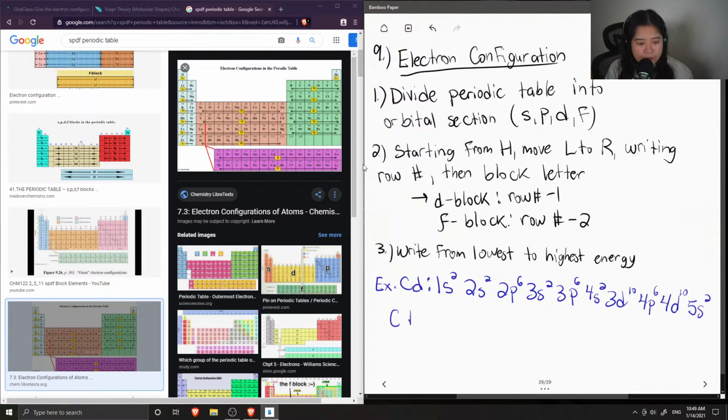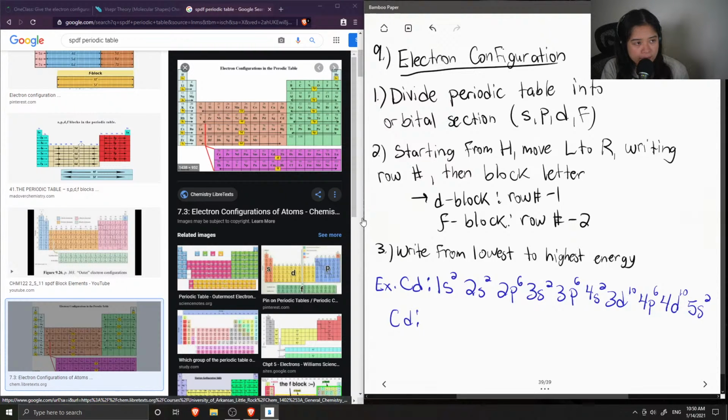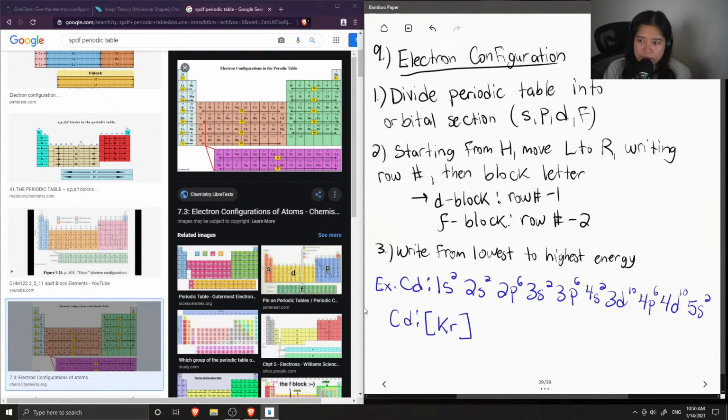So that is the following electron configuration. If I were to write this in the shorthand configuration, first I'm going to find the noble gas that comes before cadmium, which is krypton, and then write it in square brackets. And then I'm just going to continue writing the remaining electron configuration, which is 4d10 and then 5s2.